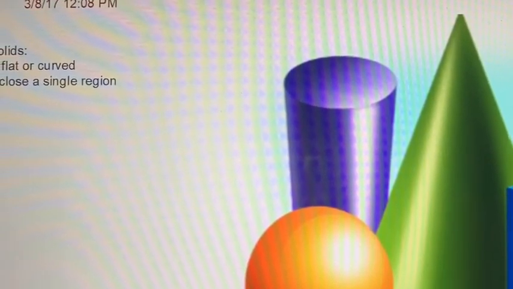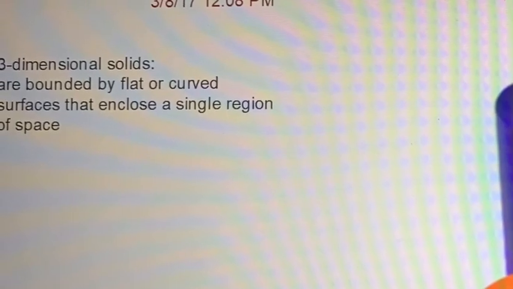Today we're going to be talking about three-dimensional solids. Three-dimensional solids are bounded by flat or curved surfaces that enclose a single region of space.